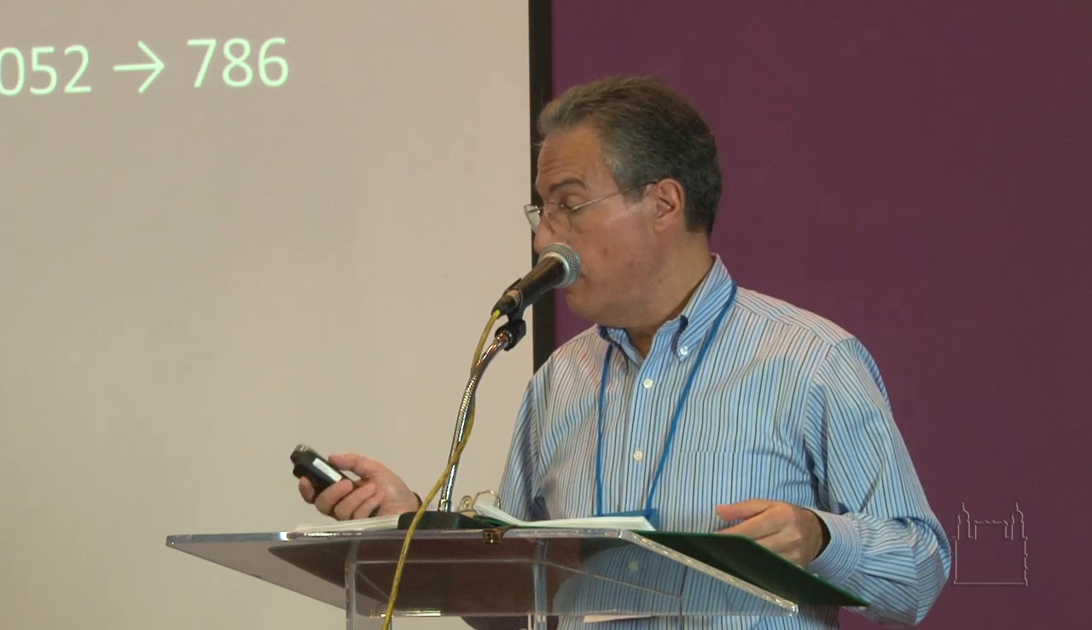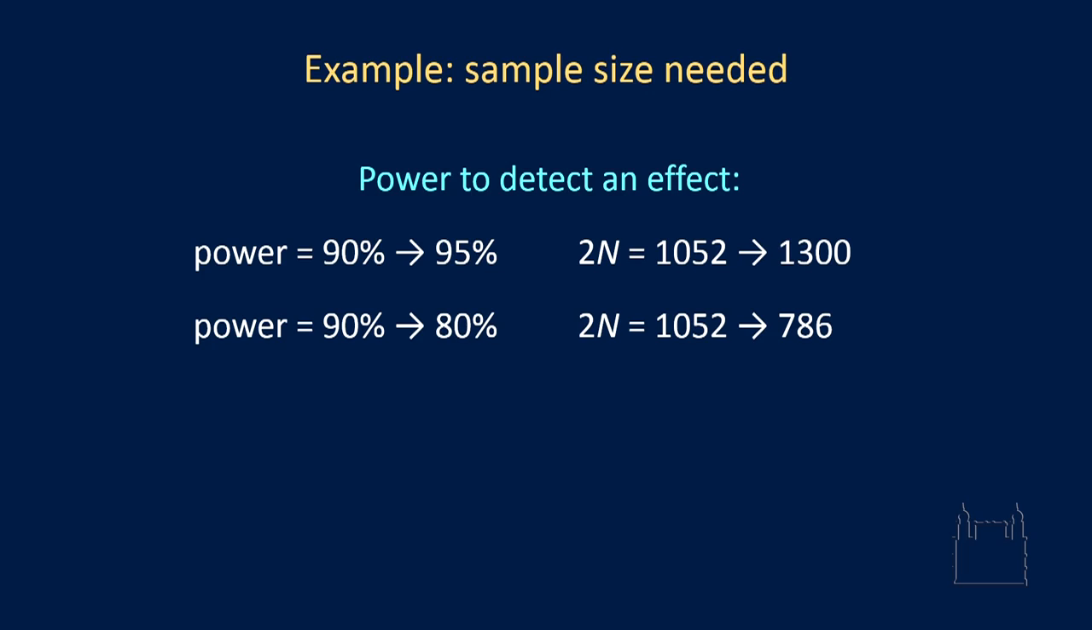And just to show you a little bit of what happens to the numbers, if the power goes from 90% to 95%, the sample size goes from 1,052 to 1,300. And if the power goes down from 90 to 80, you see how the sample size also goes down.